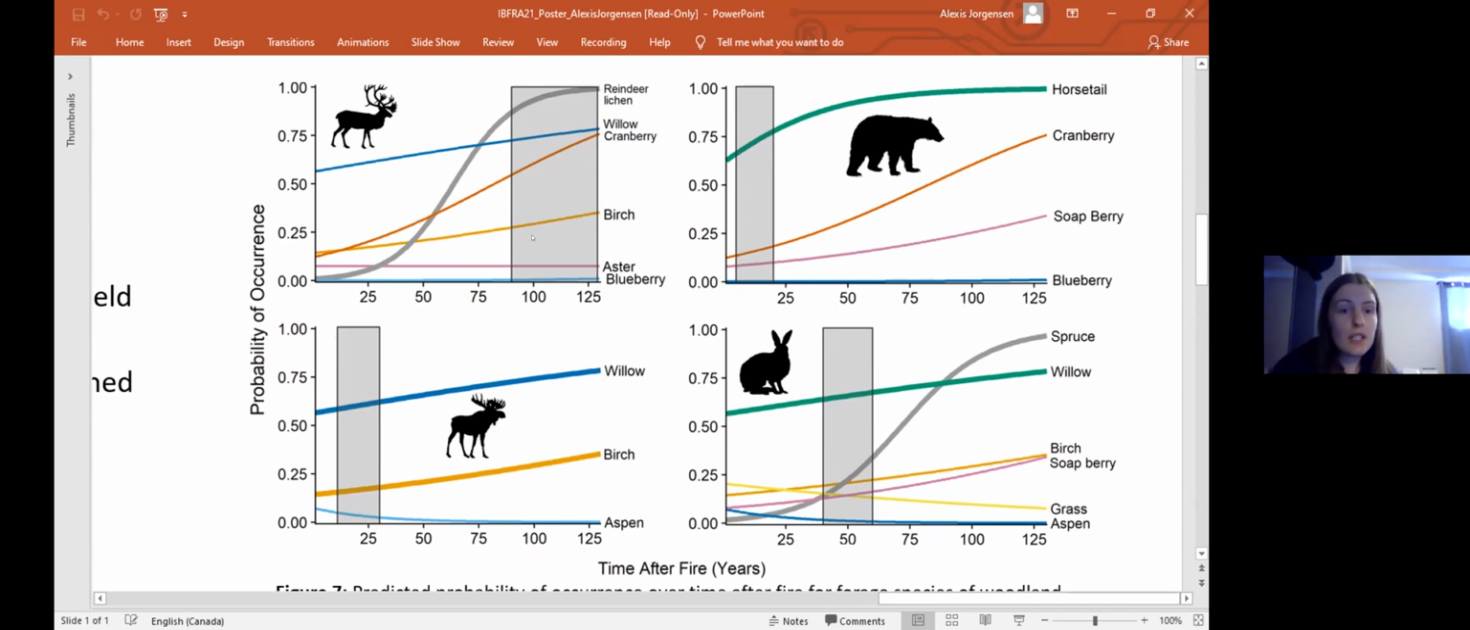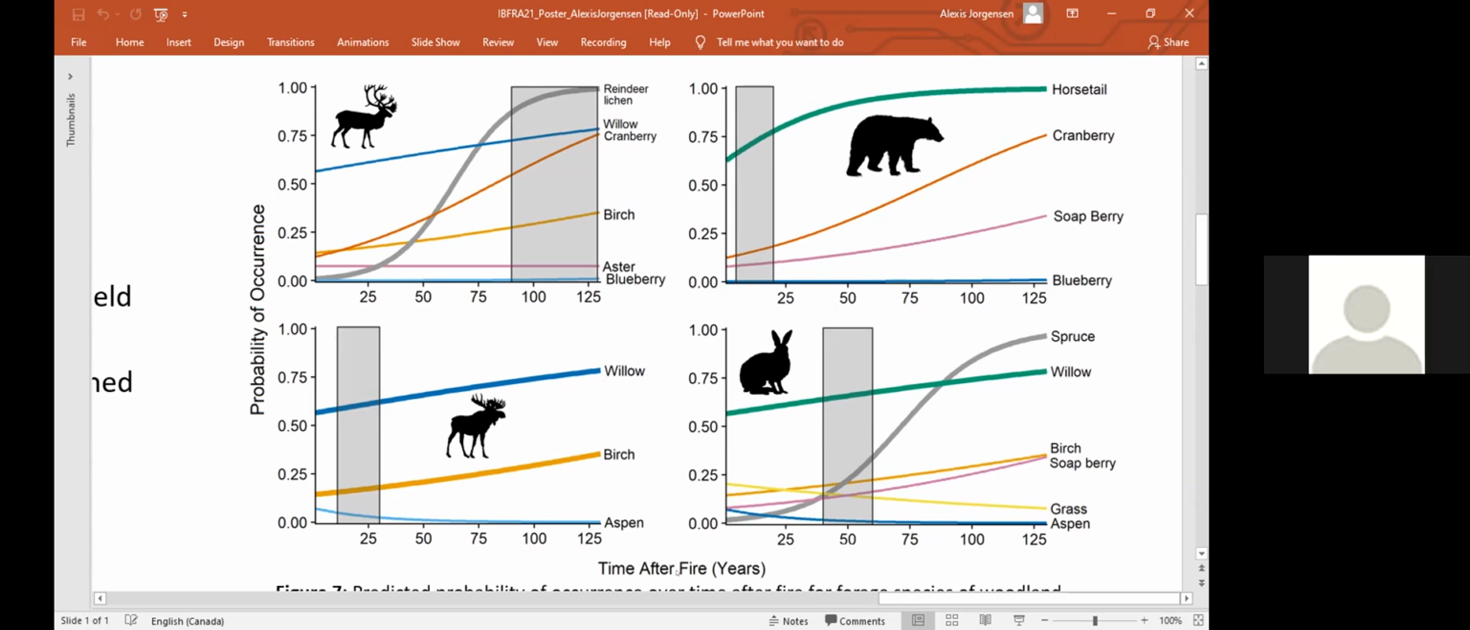So it's pretty good for caribou, but with moose, it looks like forage would be more common later on. However, moose are using these younger areas more, which is why we think that habitat selection has a lot of things going on other than forage.